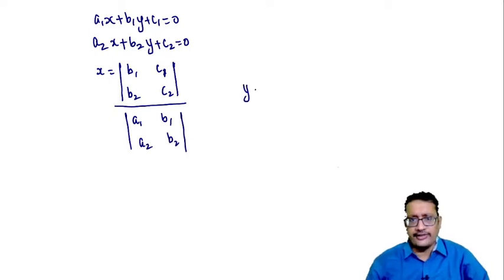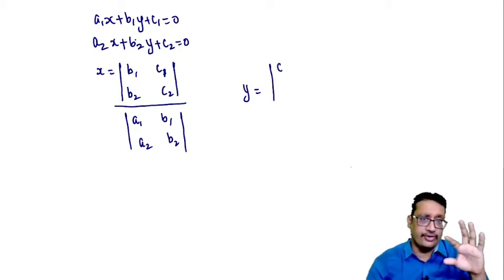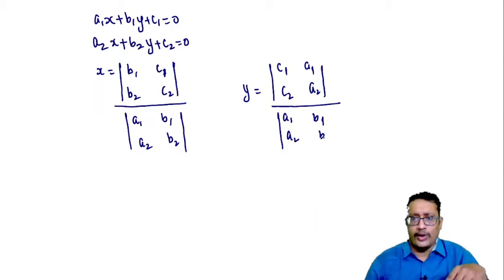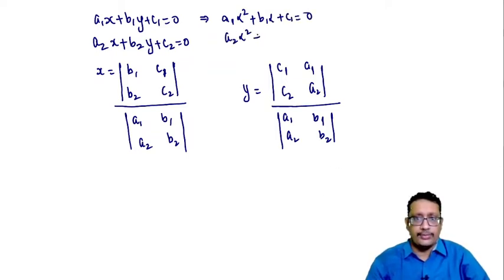Similarly, you can write y: the first column will be b1 and b2, the coefficients of y, and the right column is c1 and c2. Then take the x coefficients a1 and a2 determinant, divided by the denominator a1 a2, the x coefficient first column, and b1 b2, the y coefficient. In place of x, I have written a1 alpha square plus b1 alpha, and in place of y I am writing alpha plus c1 is equal to 0, and a2 alpha square plus b2 alpha plus c2 is equal to 0.